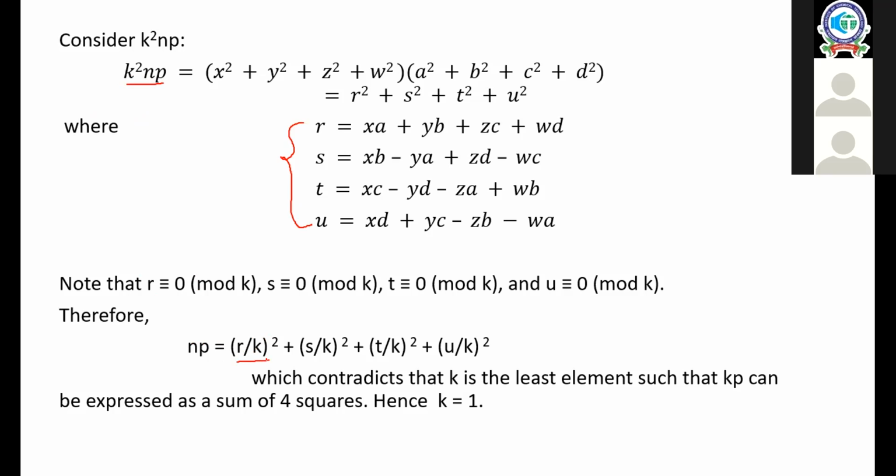N is already proved to satisfy 0 is less than N is less than K. NP is written as a sum of 4 squares. So that is a contradiction, since K is the least element. So we are done.